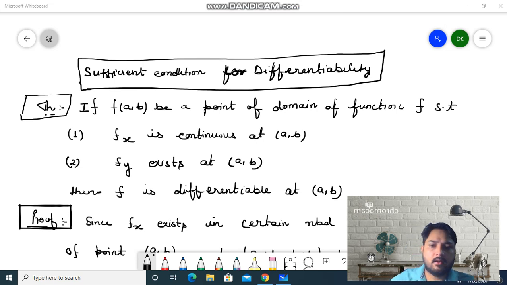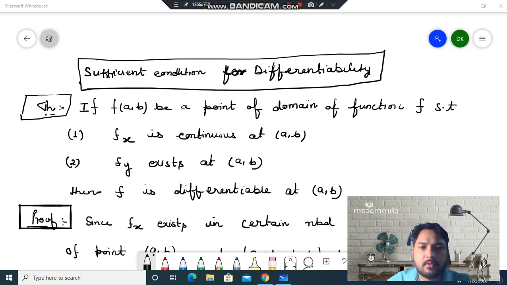Hello guys, today we will deal with the sufficient condition of differentiability of a function of two variables. So first of all, we will prove a theorem which gives us a sufficient condition for differentiability of a function of two variables.